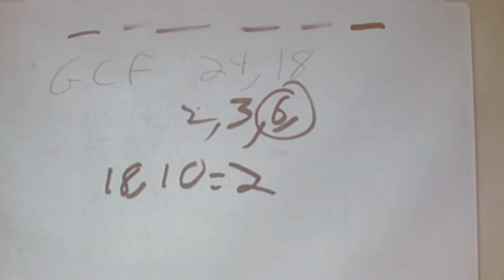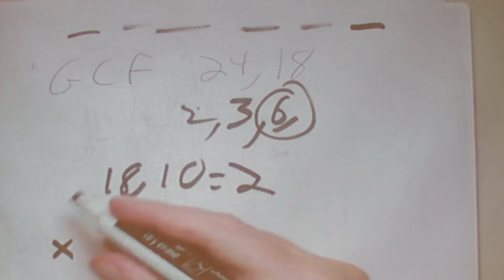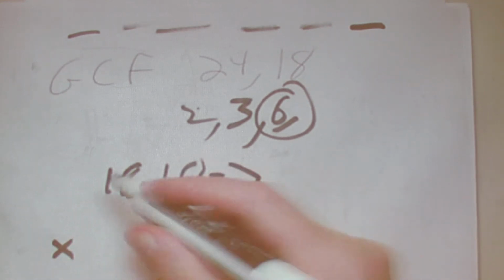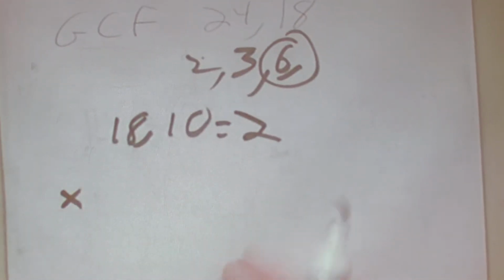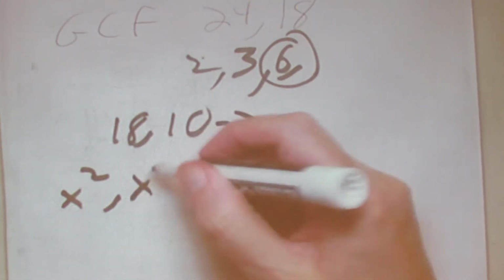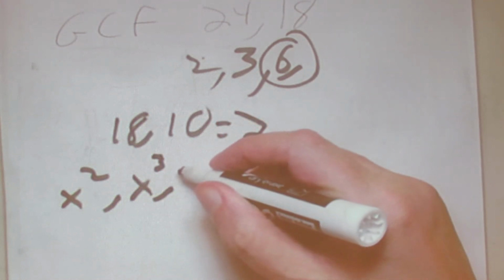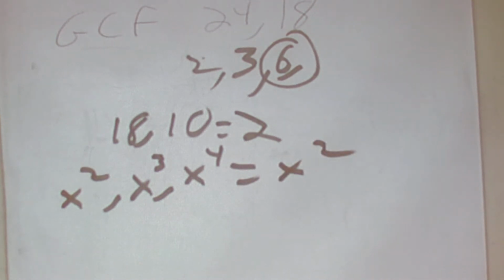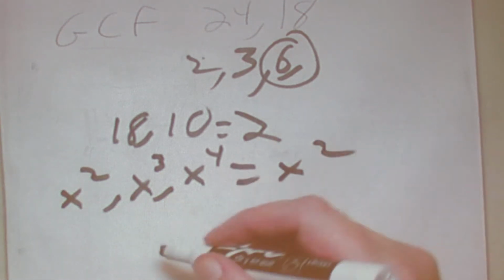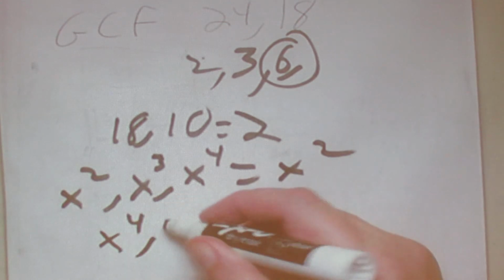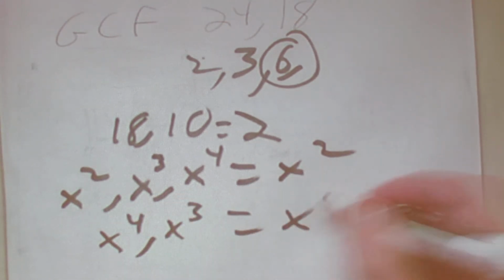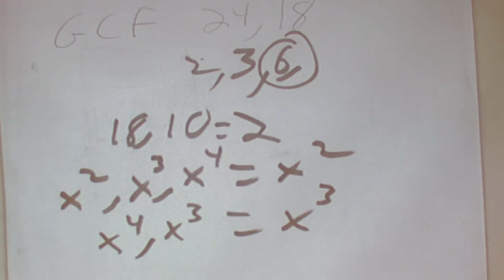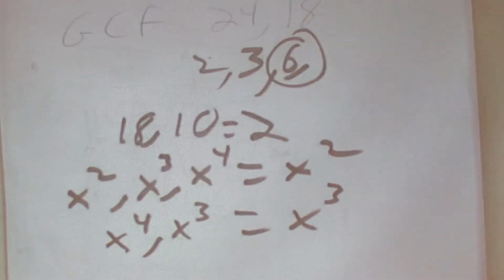You'll also have ones where you have variables with exponents. So let's say you have x squared, x to the 3, x to the 4. The answer would be x squared. You're just looking at the smallest exponent. So if you had x to the 4 and x to the 3, the answer would be x to the 3. That one's easier. All you do is look to find the one that has the smallest exponent.